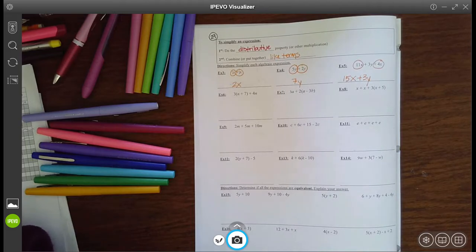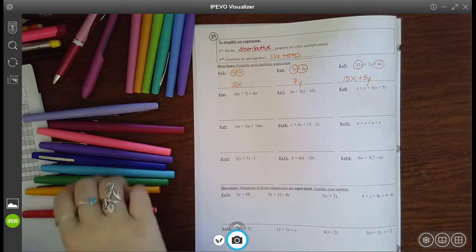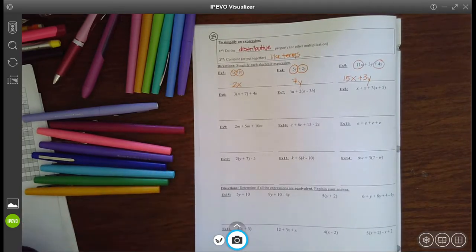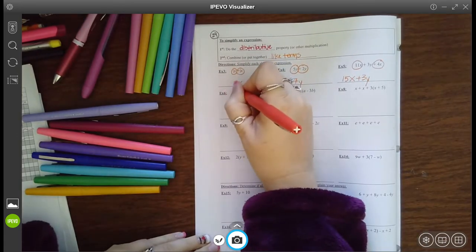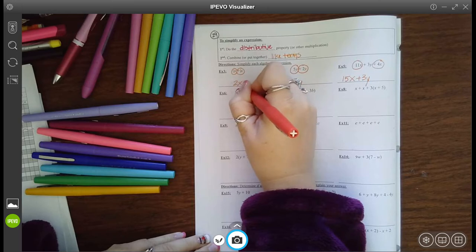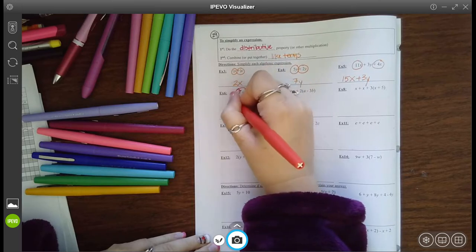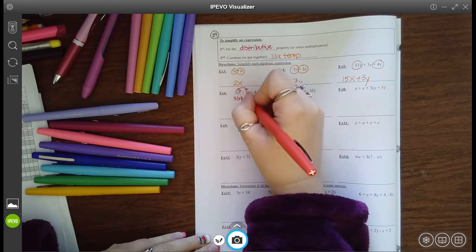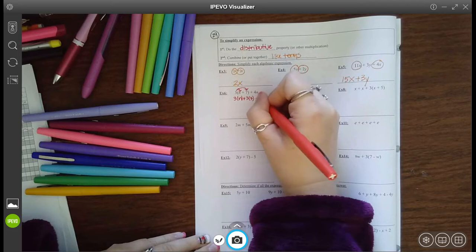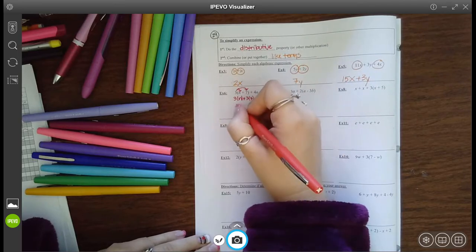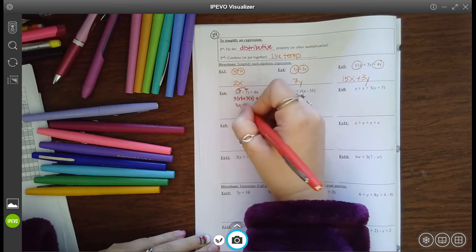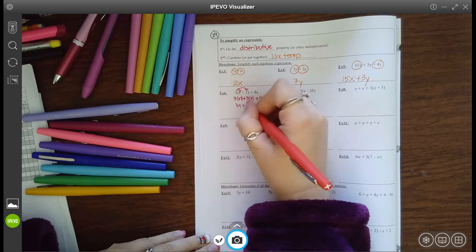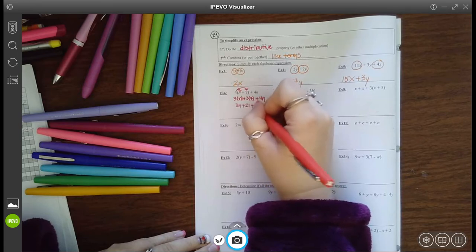The next one we want to do is sometimes we need to distribute, right? So I'm going to distribute this 3 to both things inside of the parentheses. So you have 3 times that n, bring down your plus sign, and 3 times that 7. And then you just tack on the plus 4n at the end. So 3 times n is just 3n, but 3 times 7 is 21. So now you're to here.